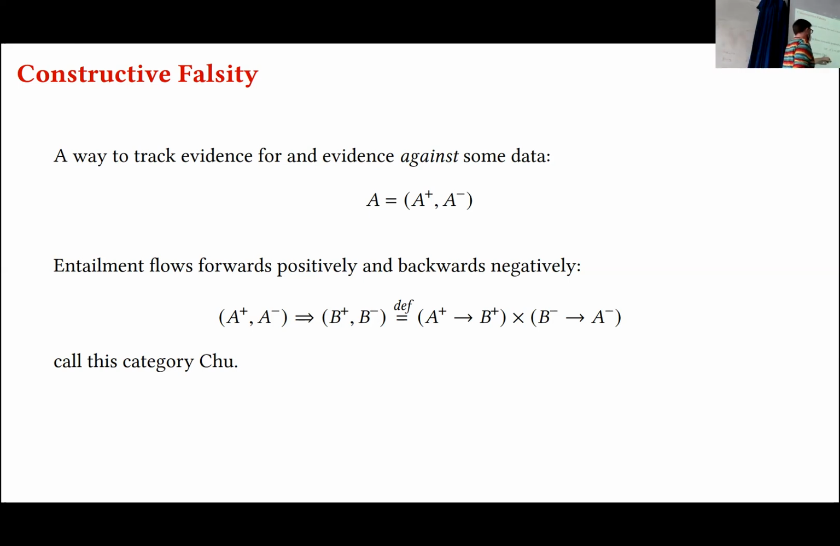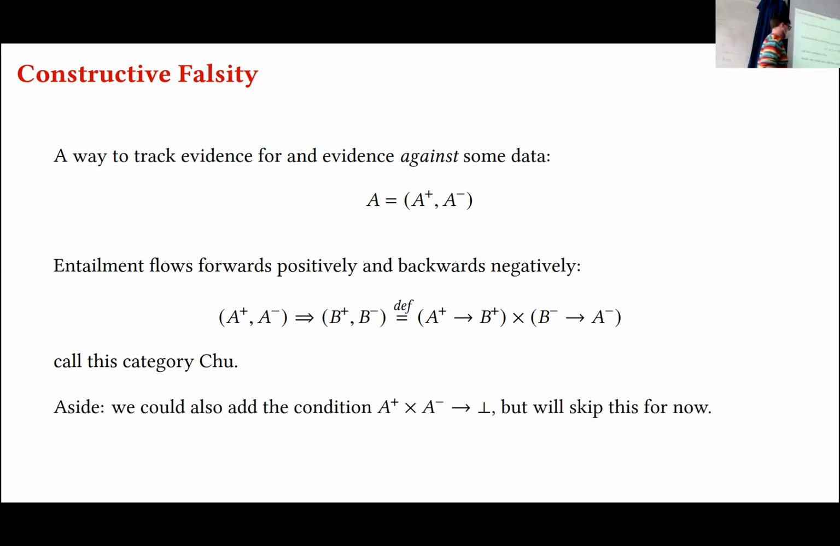And then I'm going to call this category Q after Q-spaces, because this is formally Q-spaces on the category of sets. And you can also take the bottom, the empty set, as the constant here, and that means that somehow true and false can't both be true at the same time. So we get a kind of paraconsistent thing if we do it like this. We could also add this, but I'll skip this for this talk.